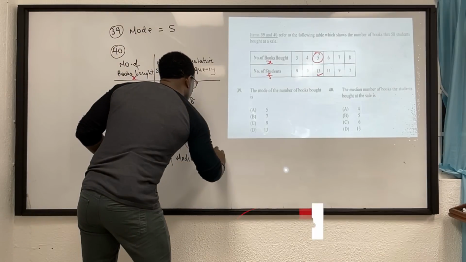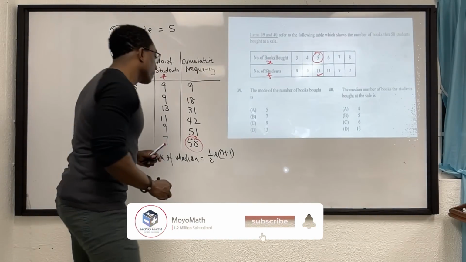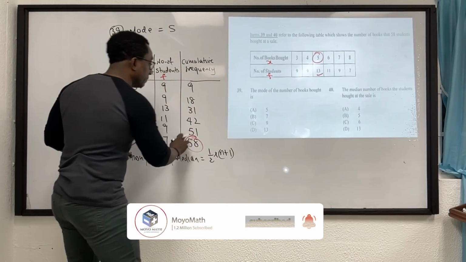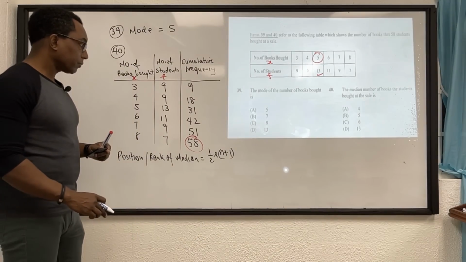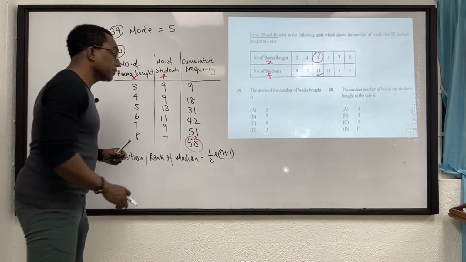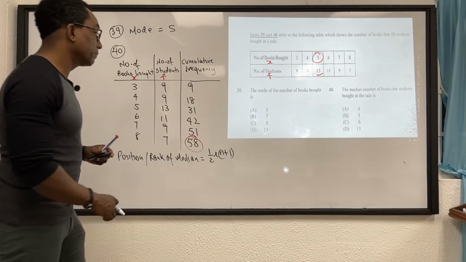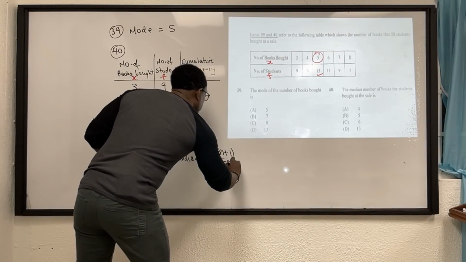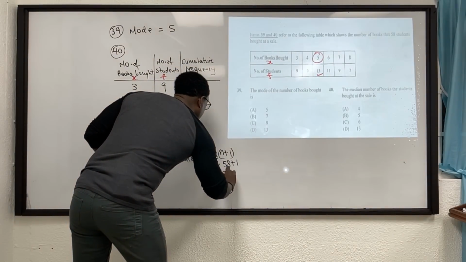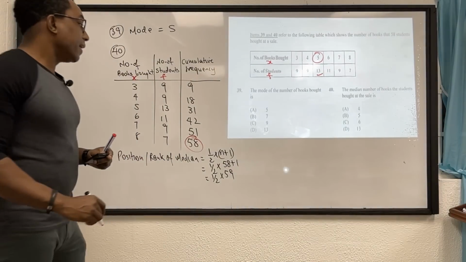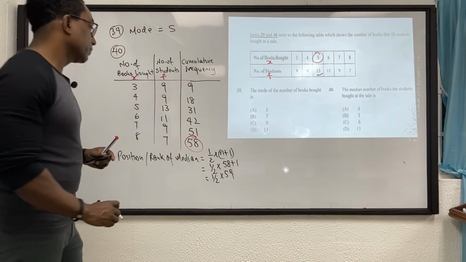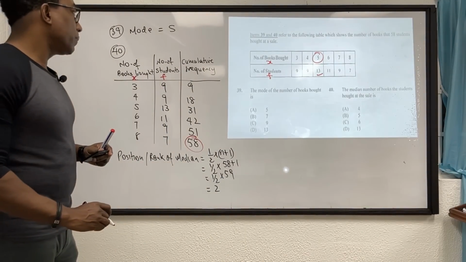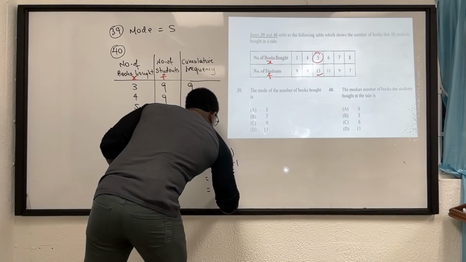A half times n plus 1. N, of course, will be the number of observations, the total number of students in this case. N will be the total number of students, which is 58. That is a half times 58 plus 1, a half times 59. And a half times 59 will give us the 29th and a half position.